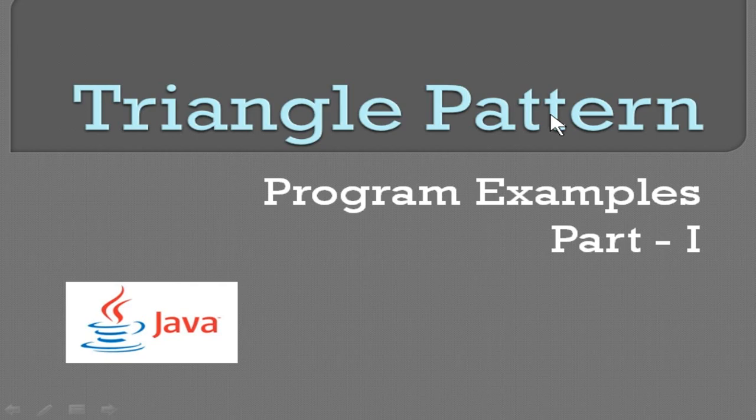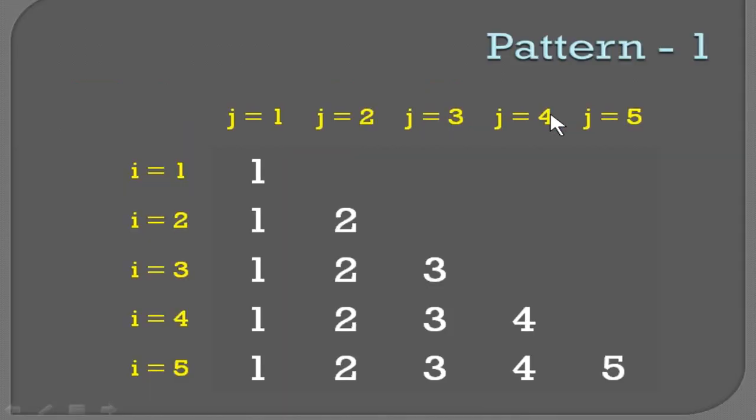Normally in a triangle pattern you use two loops, a nested loop. So what is the start value of the outer loop, what is the end value of the outer loop, and whether the values are incremented or decremented. In the same way, find the start value of the inner loop, the stop value of the inner loop, and whether the loop is incremented or decremented. Once you find the answers to all these questions, it is very simple to solve the pattern. So we are going to see some of the patterns.